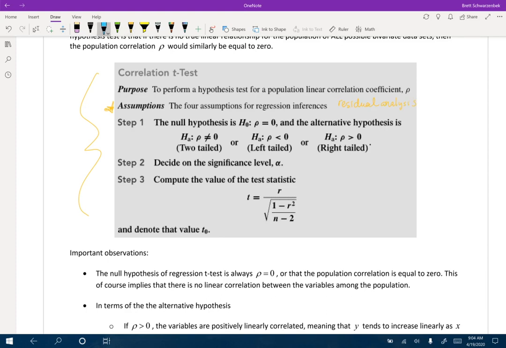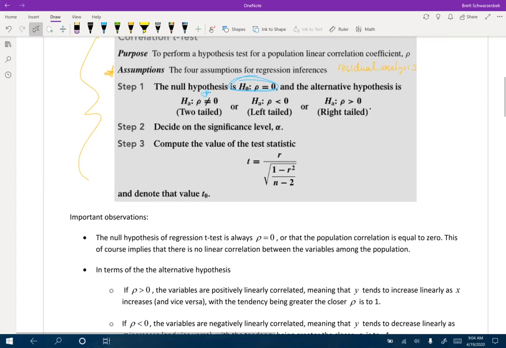For the hypotheses, the null is always going to be rho is 0, which implies the population correlation is 0 and there's no relationship. The alternative is that it could be not equal to, less than, or greater than. So that's a change. Before, in the regression test, we only dealt with not equal to. So now we're dealing with less than or greater than.